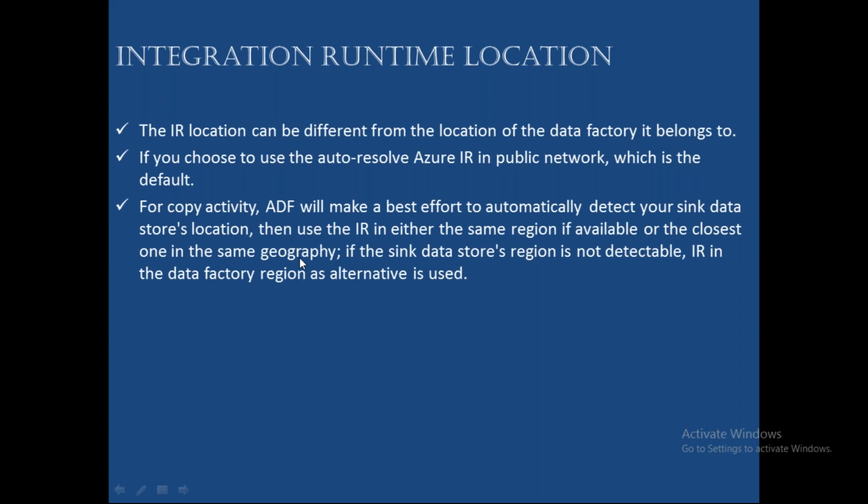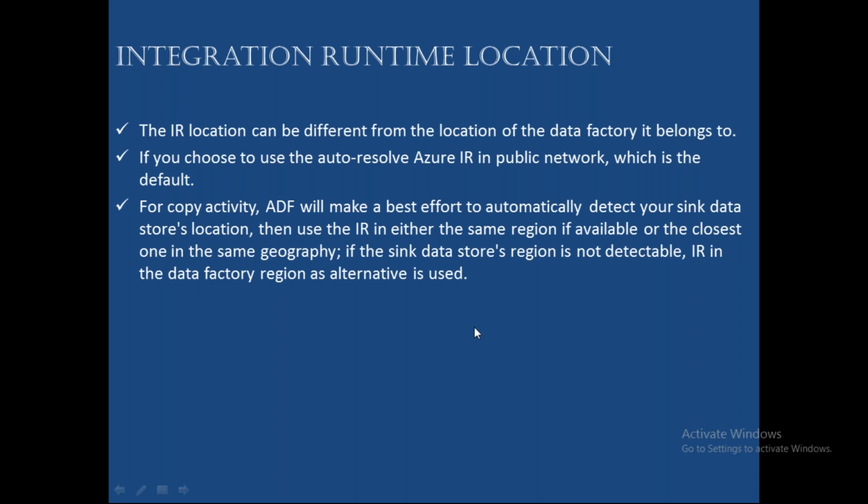Instead of that, what we are trying to do is see the nearest place where we can use the IR to copy data into the sync data store that is in Chennai. Okay, clear? Next, if the sync data store's region is not detectable, for example, it is not able to identify Chennai, then what it is going to do is, the IR in the data factory region is used alternatively.